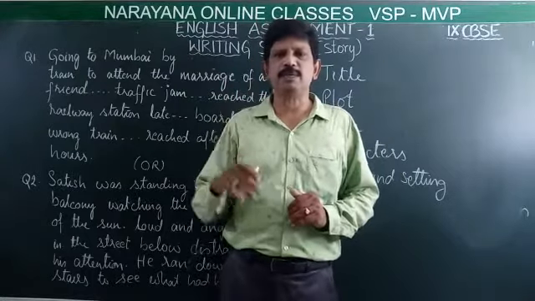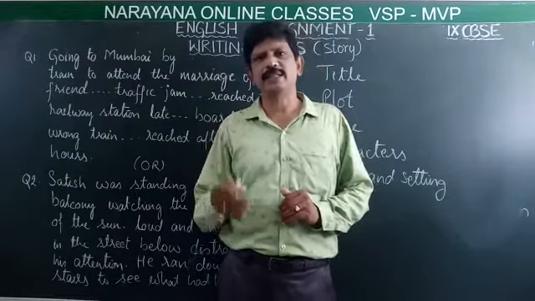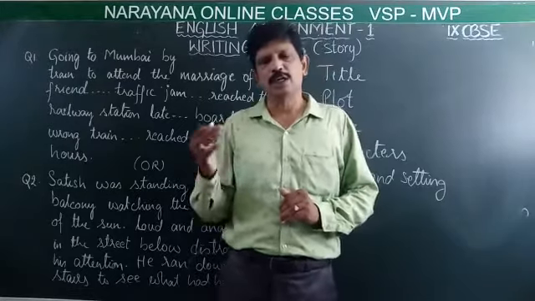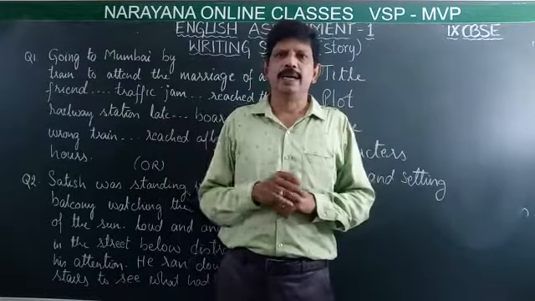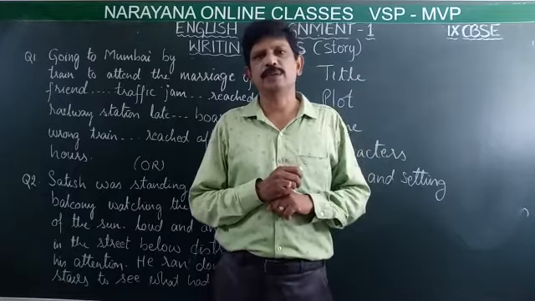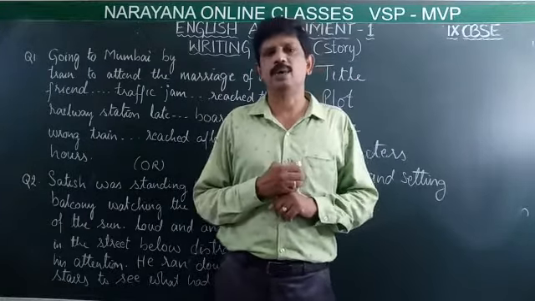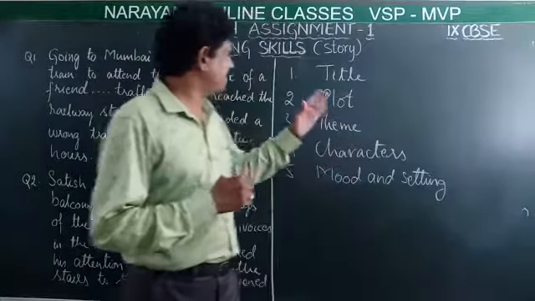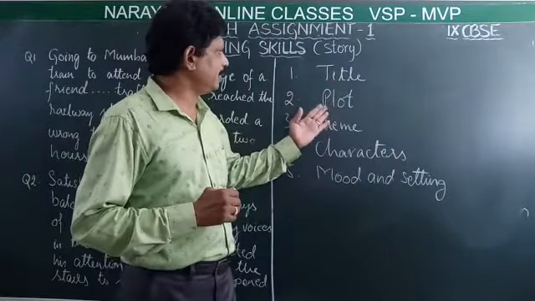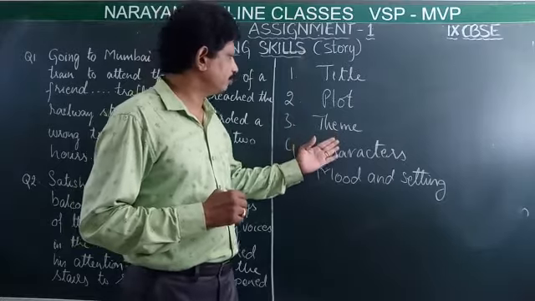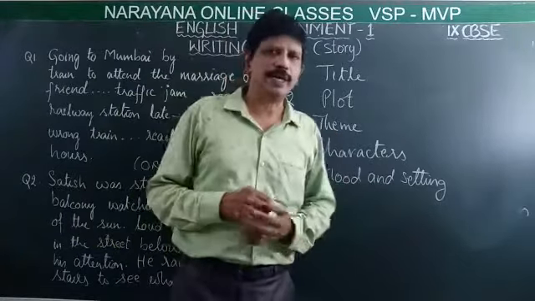First person or second person. You can use similes. You can use metaphors. You can use apostrophe and direct speech also. So according to the sense, according to the story, according to the need, you are going to use all those things. Once again, let us recap. A story should have a title, a plot, a theme, characters, mood and setting.